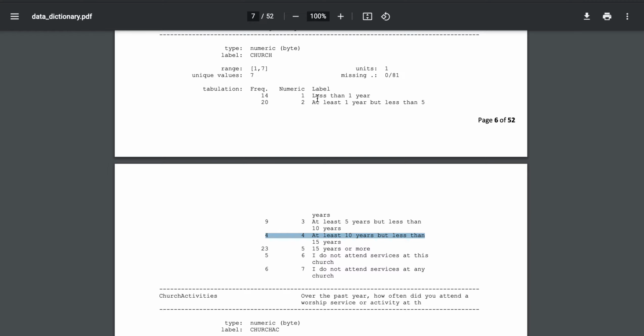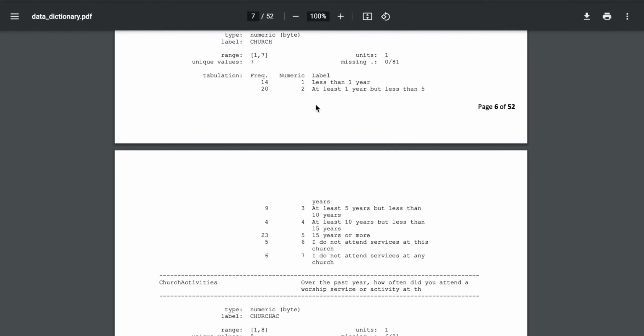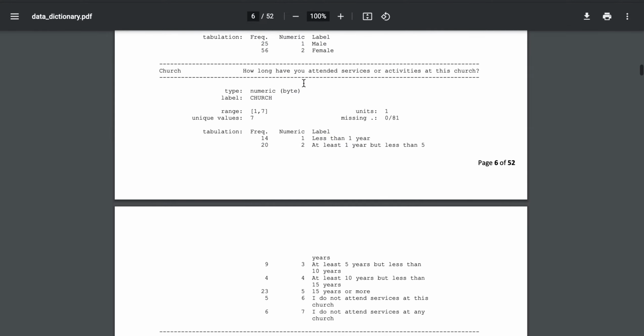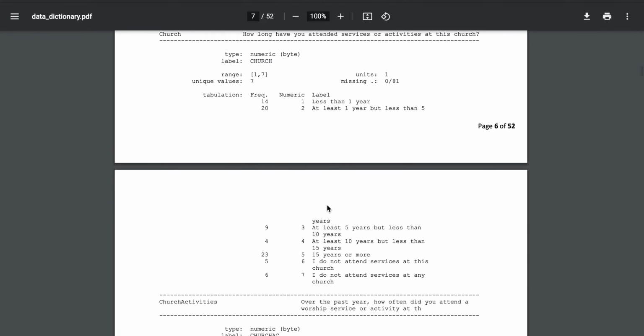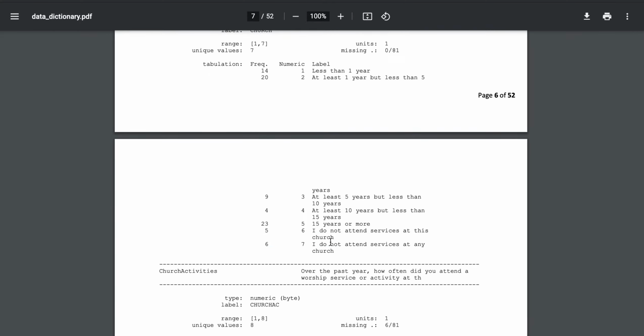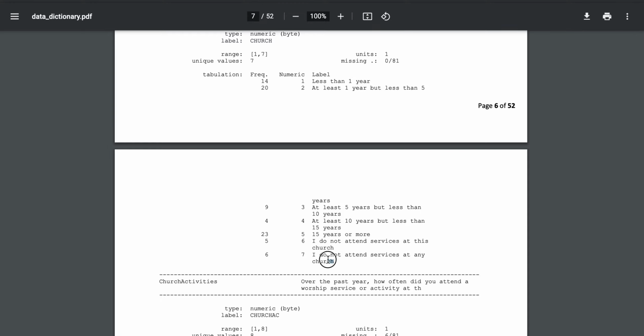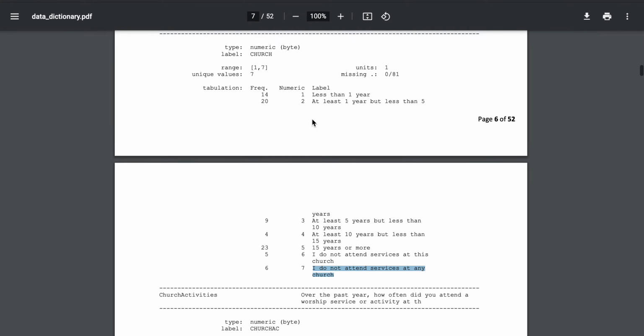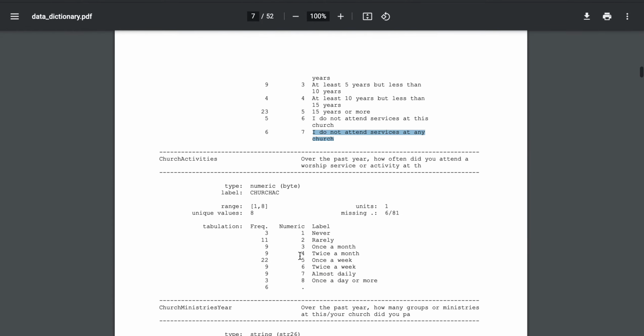So this actually may make us think that this numerical value is a reasonable way to code so that we can treat it as an ordinal variable, that there is this order here from a small amount of time attending the church to a long. But then the problem is the last two categories. I do not attend services at this church. I do not attend services at any church. This is 6 and 7. So we have to treat this as 6 distinct categories. That's it. There are no missing values.